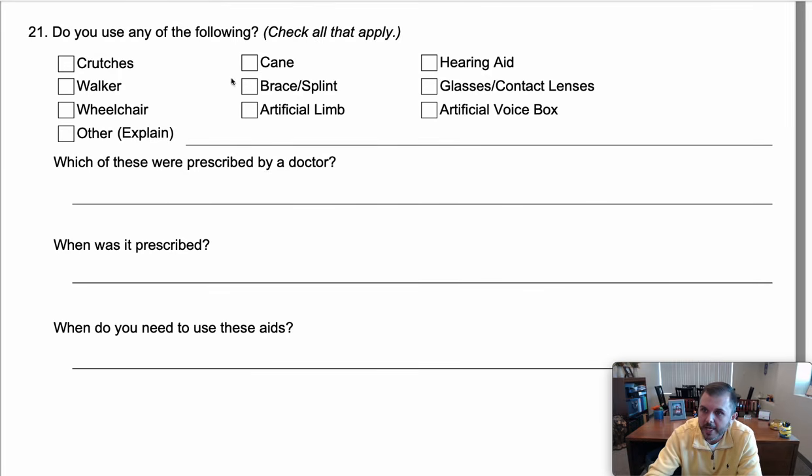You only want to check that if you have a prescription, a medical necessity, because otherwise 9 times out of 10, Social Security is going to find that that is not medically necessary. There has to be a prescription from a doctor in your file.